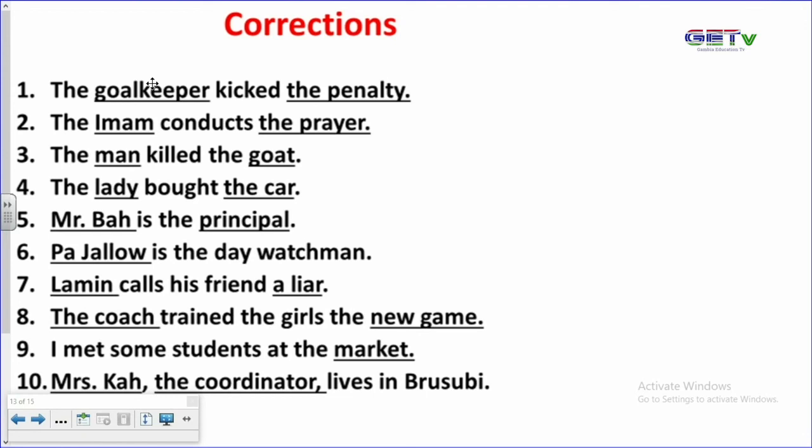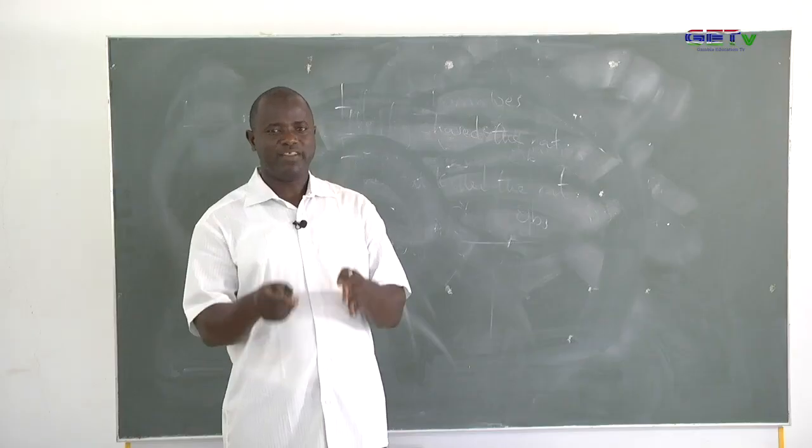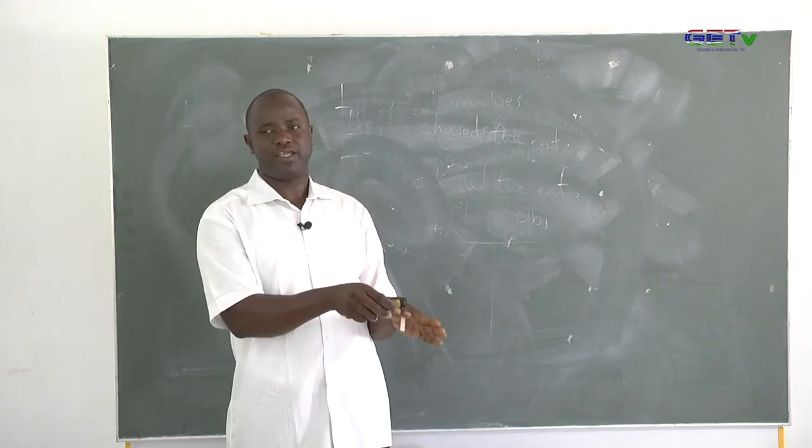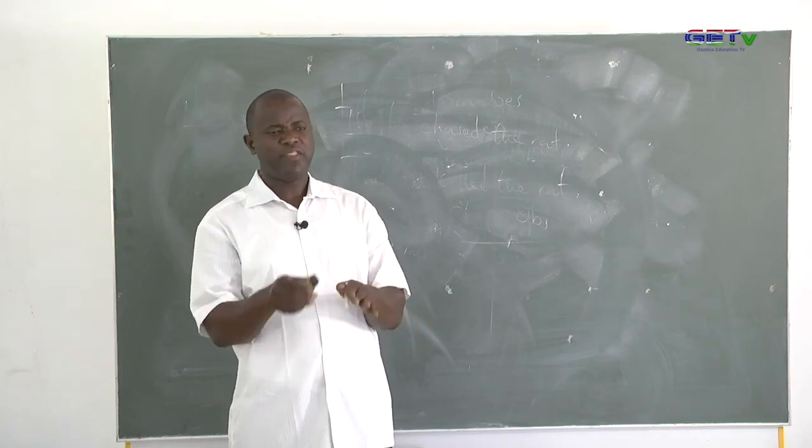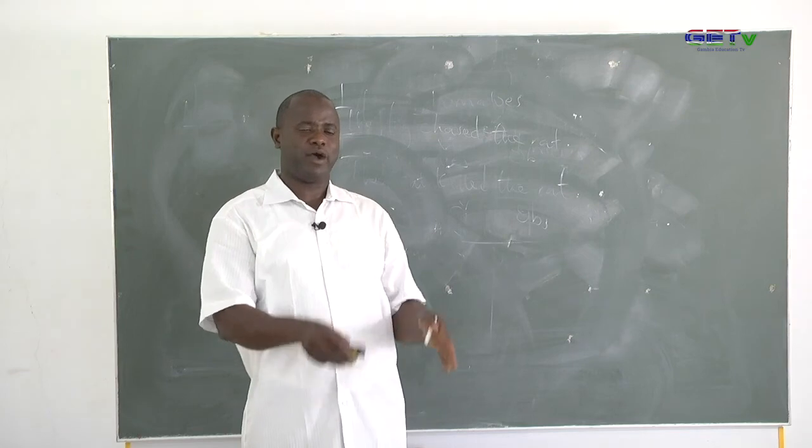So we look at this. Mr. Ba is the principal. So here we have 2 nouns, Mr. Ba and the principal. So Mr. Ba is the subject, even though he didn't do anything, but is the entity being discussed here. Okay, so the principal becomes the complement of the subject.